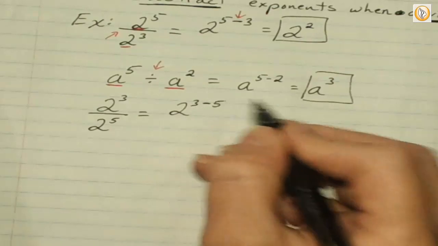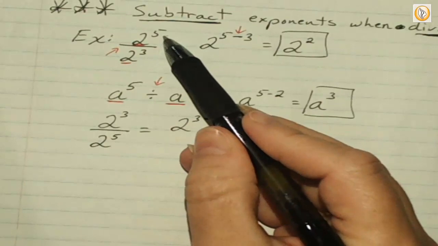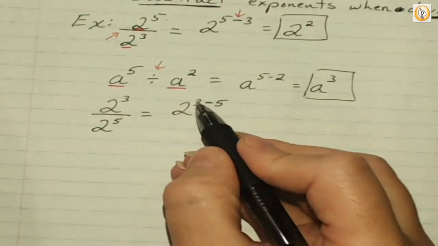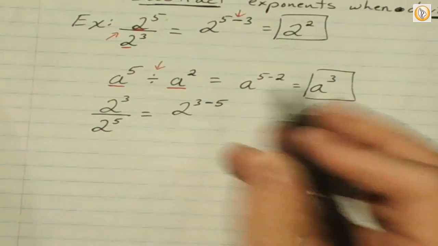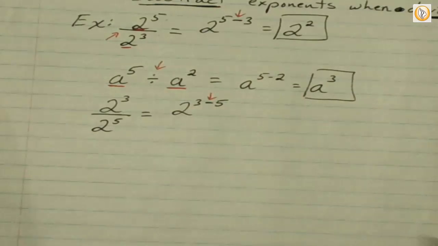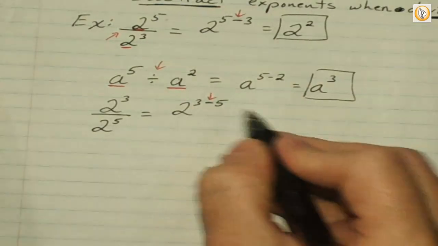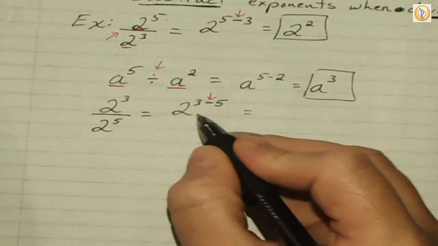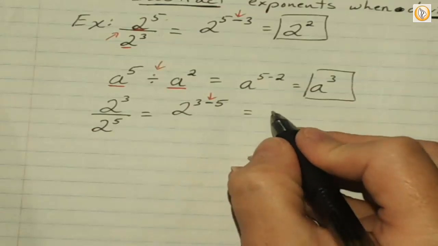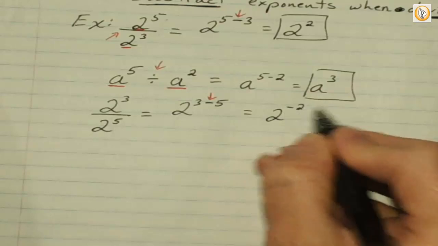Very good. Notice up here, top number minus bottom number. Top number minus bottom number. It is okay to have the bigger number come second. Because what is 3 minus 5, Tanner? Negative 2. Yes, ma'am.